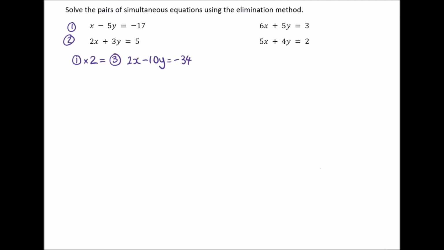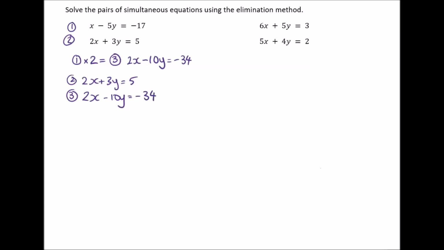Now, this equation that we've created has the same solution as number 1 and number 2. And so we can proceed with our elimination method because now equation 2 has 2x and equation 3 has 2x as well. They both have a 2 as the coefficient for the x variables. So let's line up our equations. Number 2 is 2x plus 3y equals 5. Instead of using equation 1, we turned it into equation number 3, which is 2x minus 10y equals negative 34.